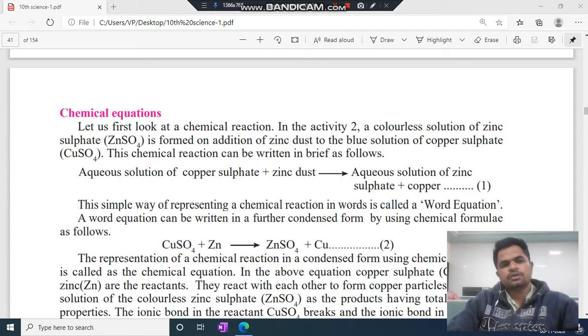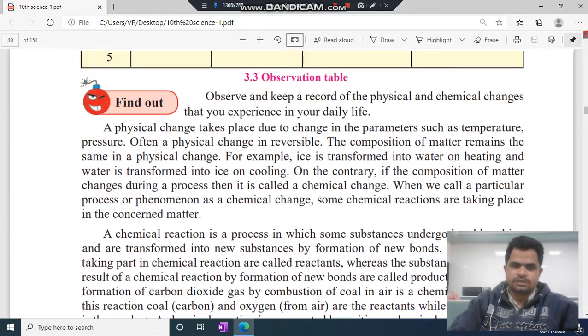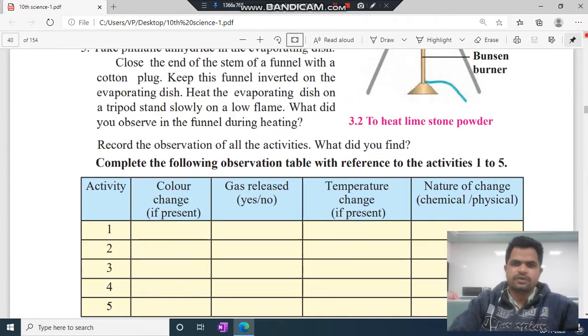हेलो स्टूडेंट। आज हम देखेंगे केमिकल इक्वेशन टॉपिक, चैप्टर नंबर 3 ऑफ 10th क्लास। Let us first look at the chemical reactions in the activity second. So activity second हमें यहाँ पे देखना पड़ेगा। What is the activity second? So this is, we have given there are 5 types of activity.